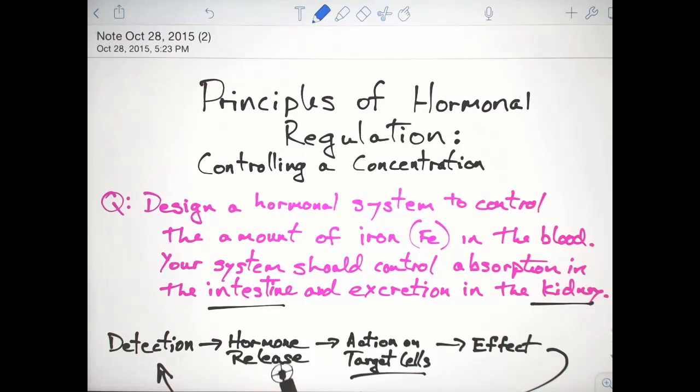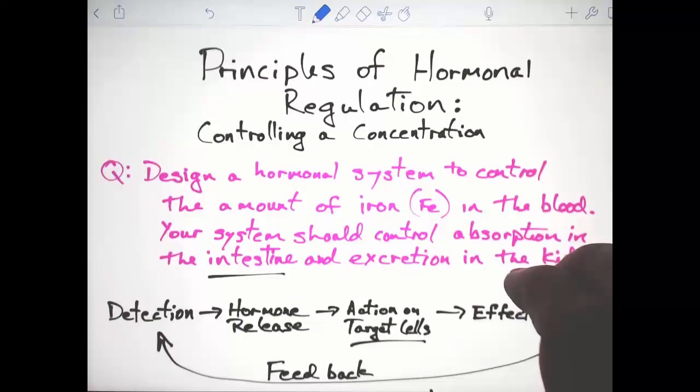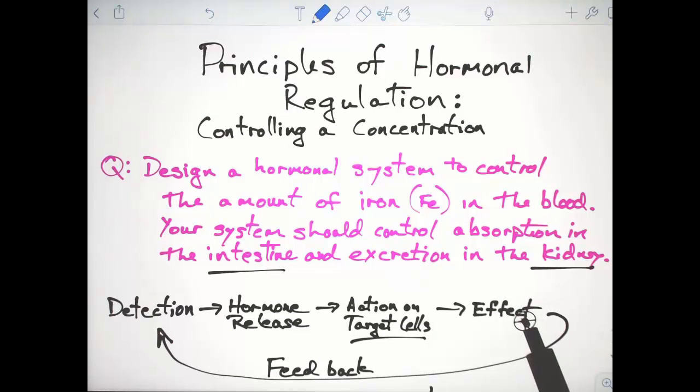It detects, we have hormone release, we have action on target cells. There's an effect, we change the amount of iron. There's feedback: the change in iron affects detection and therefore hormone release.